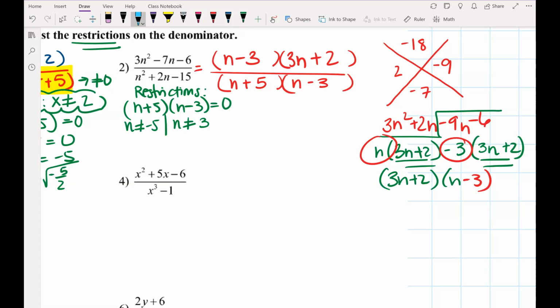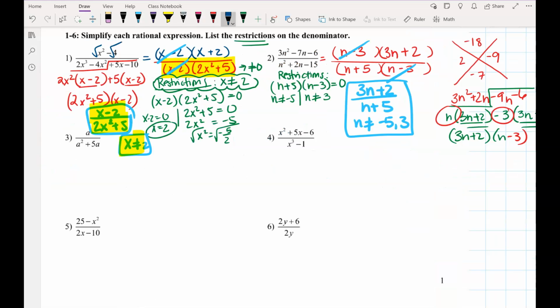Now, my favorite part, let's cancel. Whoop, whoop. All right, n minus 3, they're now both gone. So now we have on the numerator 3n plus 2 all over n plus 5. With restrictions, n can never ever be negative 5, comma 3. Box it up.